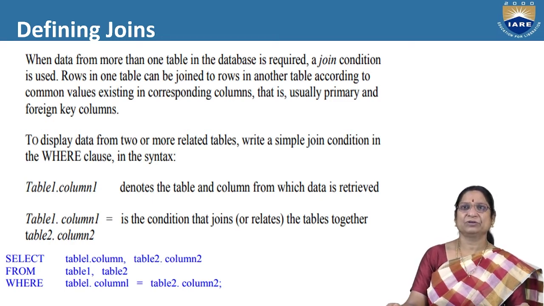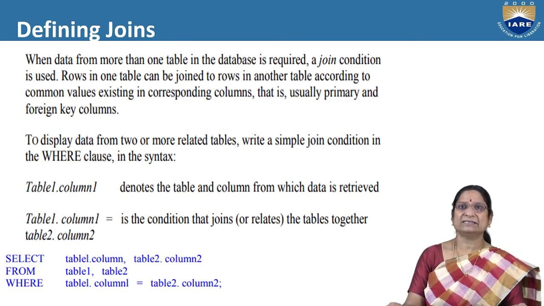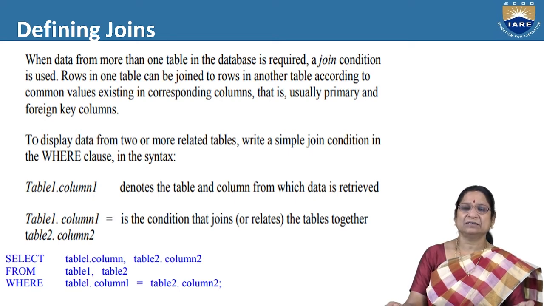We will name the tables. If the data is supposed to be retrieved from more than one table, those tables must first be connected, and only then can the data be retrieved in a proper manner. Rows in one table can be joined to rows in another table according to the common values existing in the corresponding common columns, or some other constraints. Usually we use the primary key and foreign key concept, and in those cases the join operation can be easily done.